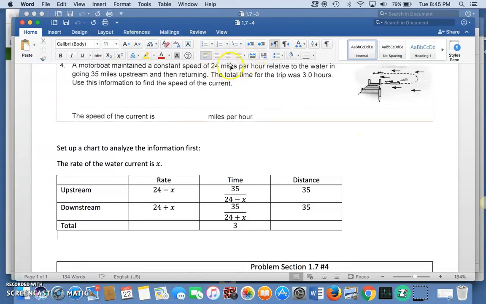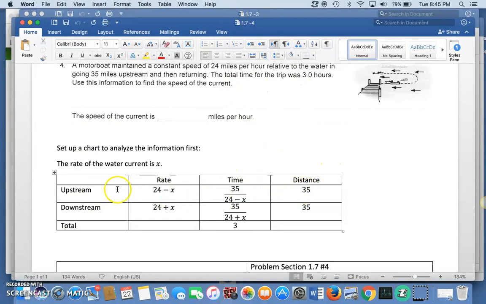It's 24 miles per hour if it were in still water. We don't know what the rate of the current is. So when you go upstream, you're going against the current, so that's 24 minus x. When you're going downstream, the current helps speed you up, so that's 24 plus x. So the distance, both directions, is 35.